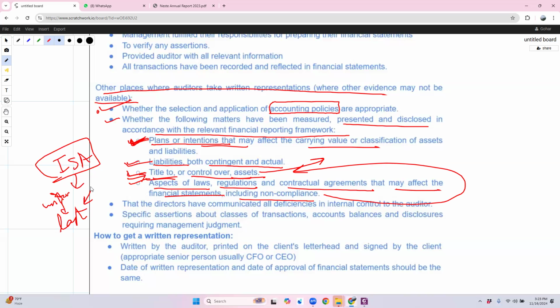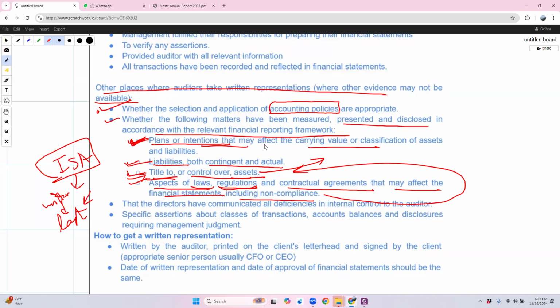Got it? Great. So, any kind of laws, any regulations that are relevant to the company, contractual agreements that could affect the financial statements. For example, you entered into a new contract that you will sell something to a customer. It would affect the revenues, the receivables, the contract liability. Obviously, it would affect those. Have those been completely recorded or not? Have the laws been followed or not? Are the regulations being followed or not? You take a written representation upon that as well.